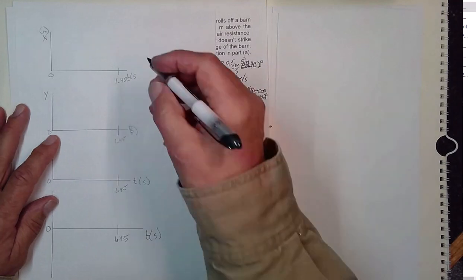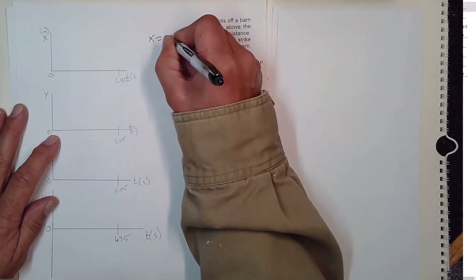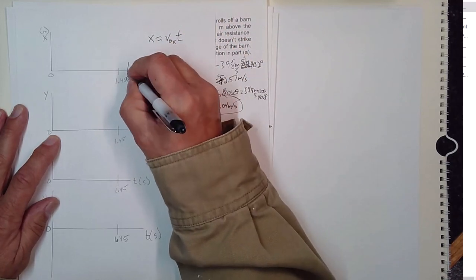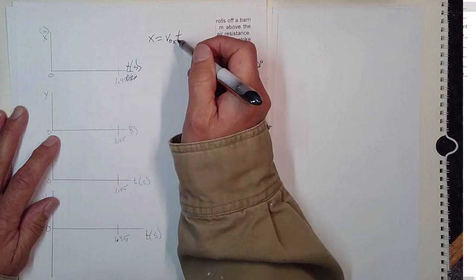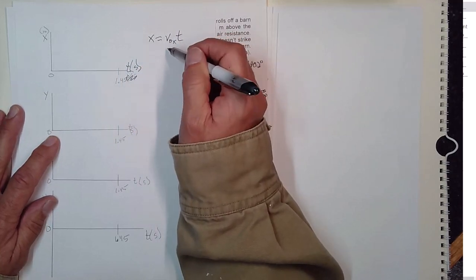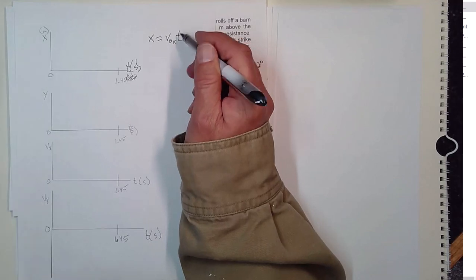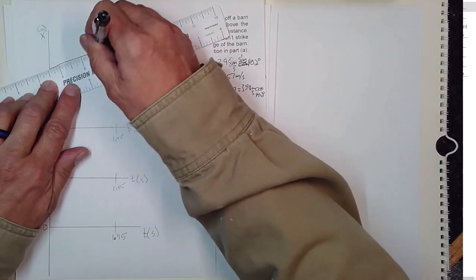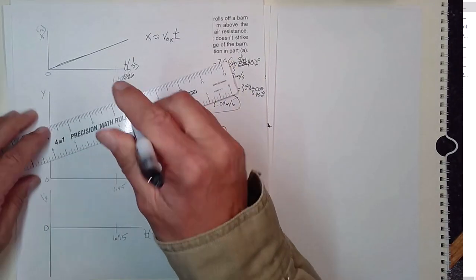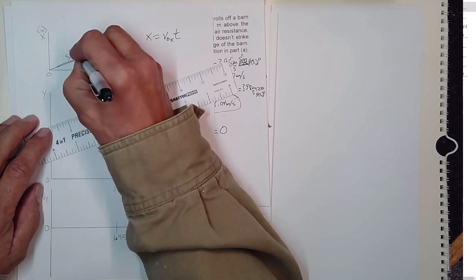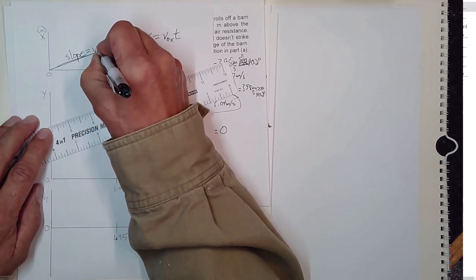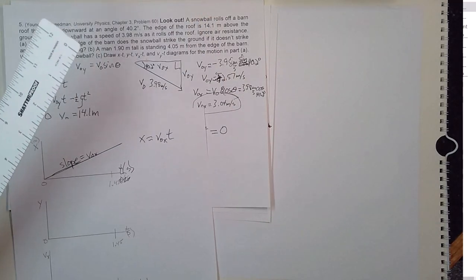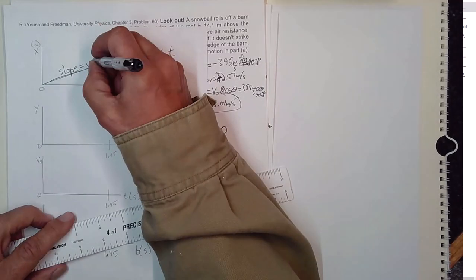Well, x versus t, remember that's described by x equals v naught x t. This is the t-axis in seconds. That's just a straight line, and it's got a slope of v naught x, no vertical intercept. It goes through the origin. So I just draw a straight line with a positive slope. There we go. Slope equals v naught x, which is 3.04 meters per second.